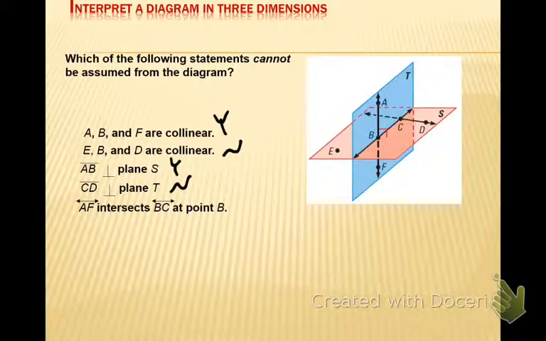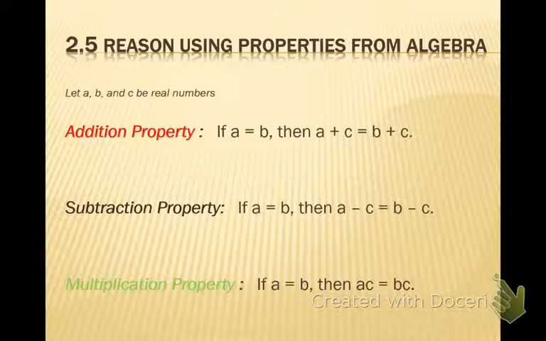Now, can we assume that line AF intersects line BC at point B? Yeah, because the diagram actually shows it, right? There are things we get to assume from a diagram, and there are things that we do not. And so we've got to make sure that we're not just trying to look at the picture and say, it looks like a right angle, must be a right angle. Okay? We don't get to do that. All right? I'm going to try to push forward a little bit here.